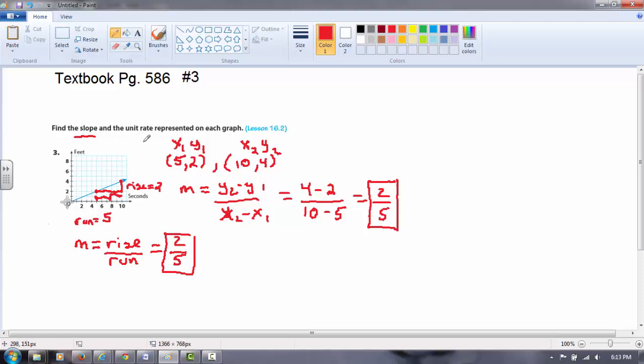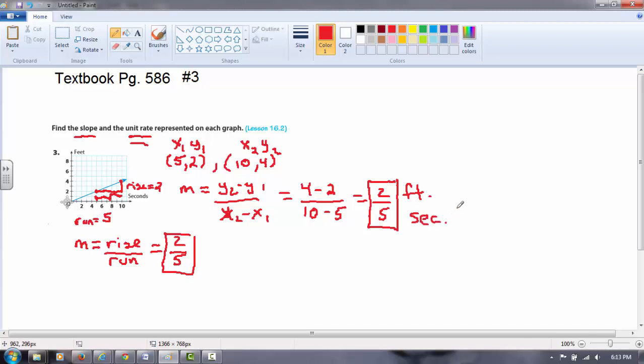The second part says the unit rate represented on each of the graphs. Okay, well, if we take a look at this graph right here and figure out what each of them represents, the 2 is the top number, and that's going to be your y. So that's going to be 2 feet. So for every 2 feet, we go over, and it's going to take 5 seconds to come on over.